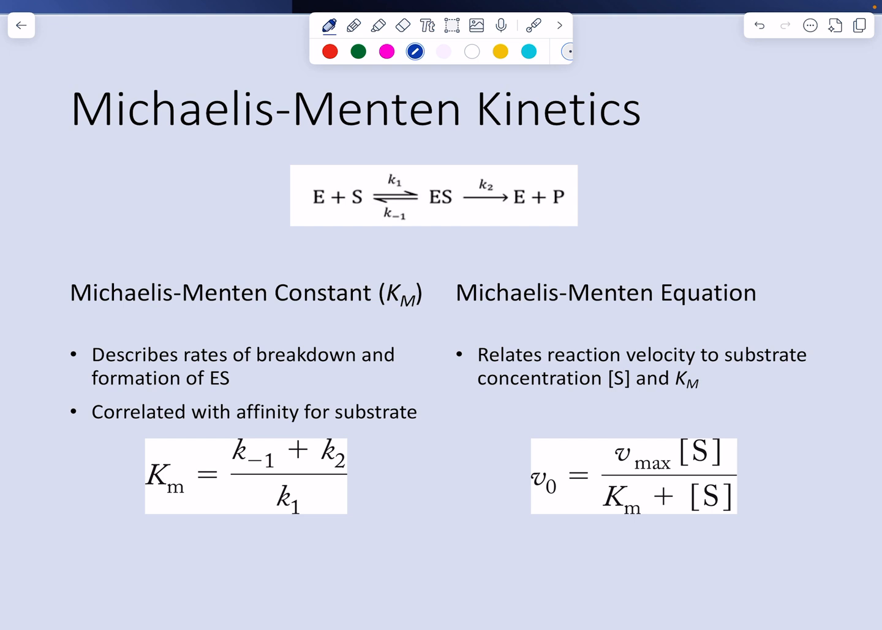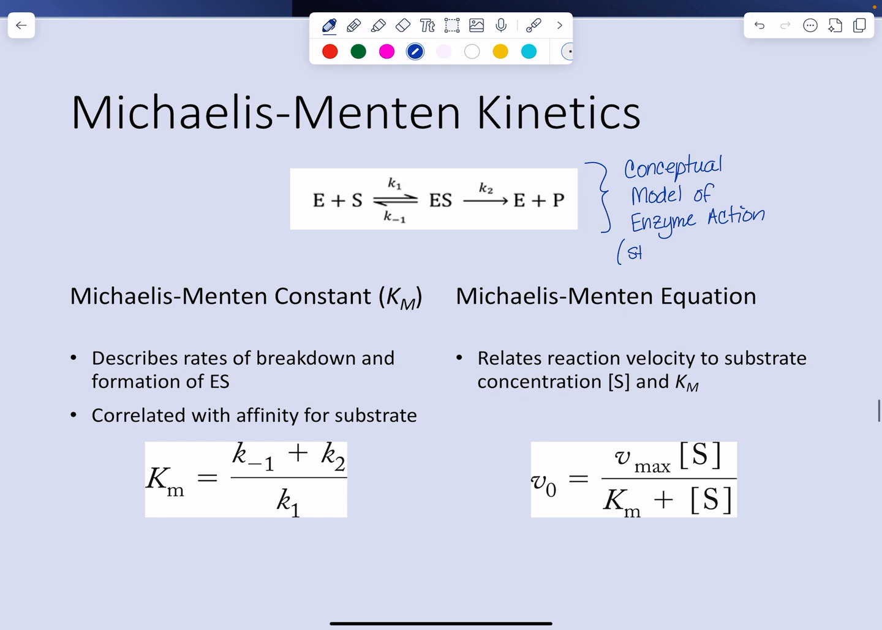of enzyme kinetics. So remember that all of our mathematics is based on a conceptual model of enzyme activity, or enzyme action. So these are the steps, not the steps as in detailed catalytic mechanism, but the steps that have to happen in a global sense.